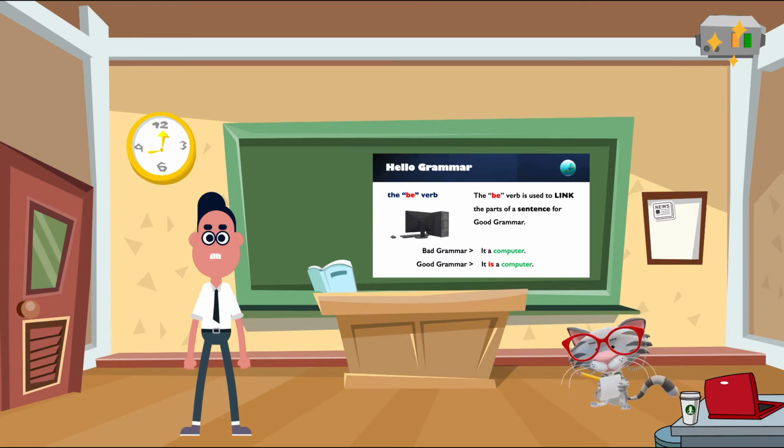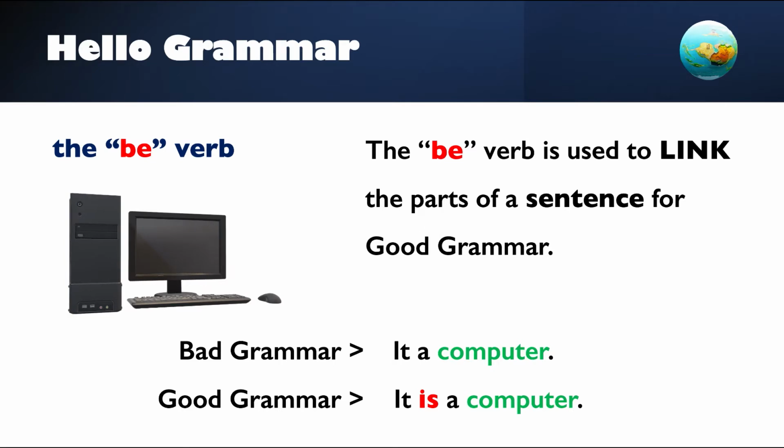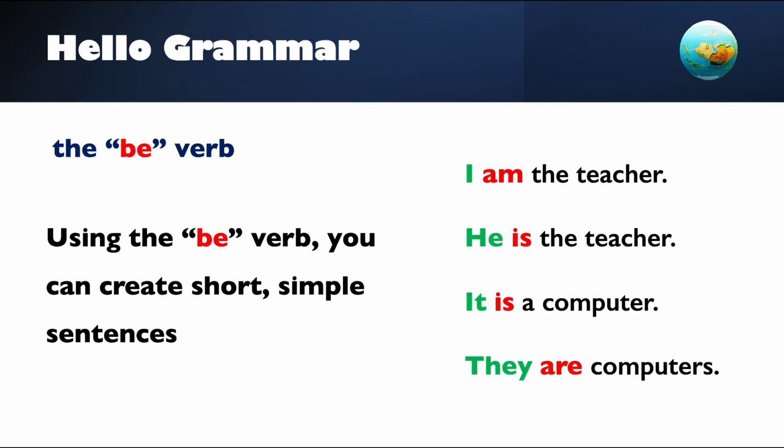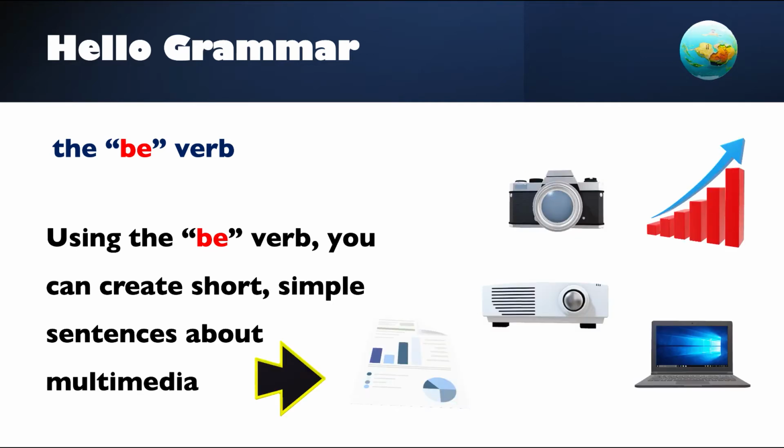You say, it a computer. Good grammar, you use the be verb for linking your subject and object in a sentence. It is a computer. So it is a linker. Yes, so it links the parts of the sentence. You've probably studied this a lot, so you can see in the sentences, using the be verb, you can create short, simple sentences. I am a teacher. He is the teacher. It is a computer. They are computers. So the be verb is simple but important. It links things together, but it changes its form depending upon the subject.